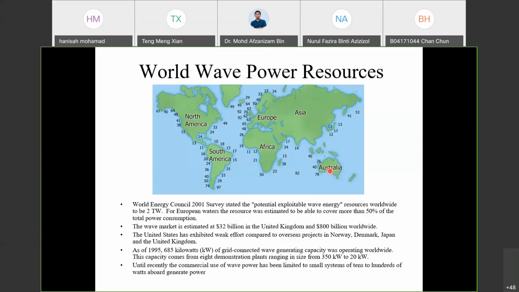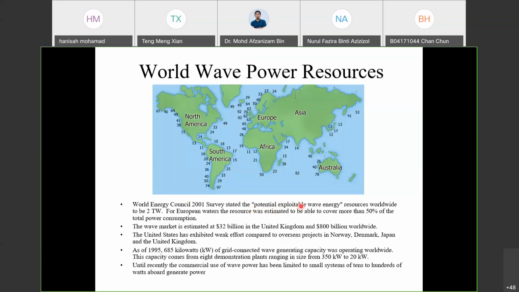But in Malaysia, we are not using this kind of source much. We just go for hydropower. Hydropower is not related to the wave; wave is a different story. So we are not exploiting this, maybe due to technology, but also for geographical reasons. That's why we are not making wave power part of our supply.